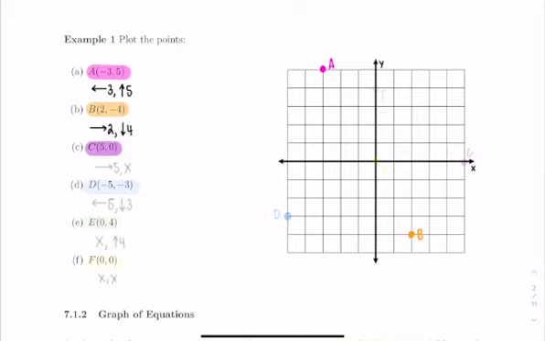We have (5, 0). And so we're going to go in the positive 5 direction for x. We're going to go to the right 5 units. And then we're not going to move at all for y because it's 0. So we're just going to stay there. We're not moving in that direction. So all we're doing for this point is moving 5 units to the right.